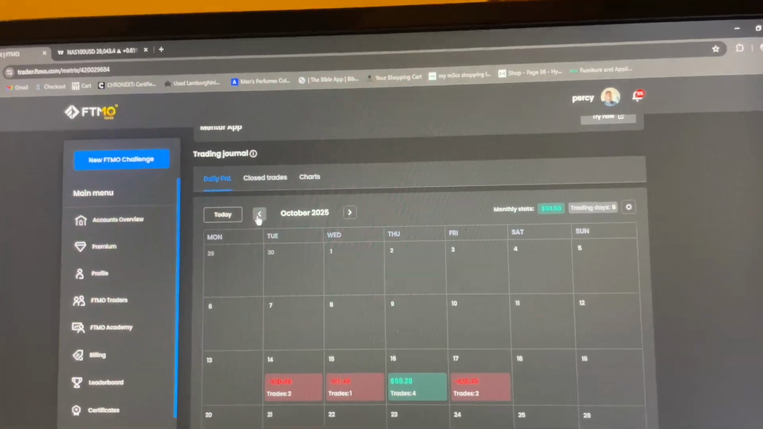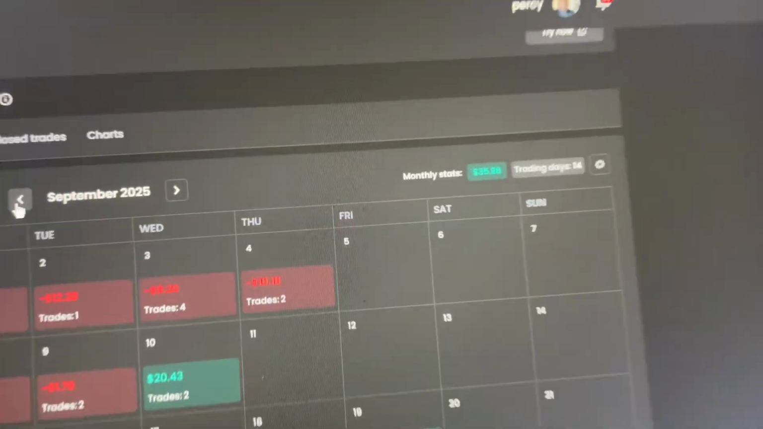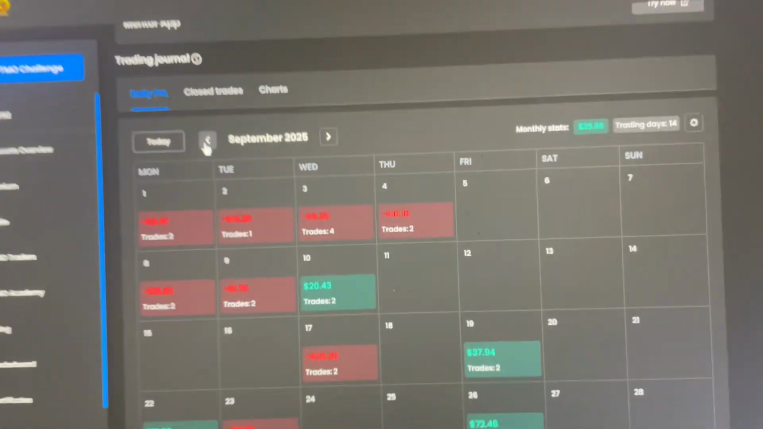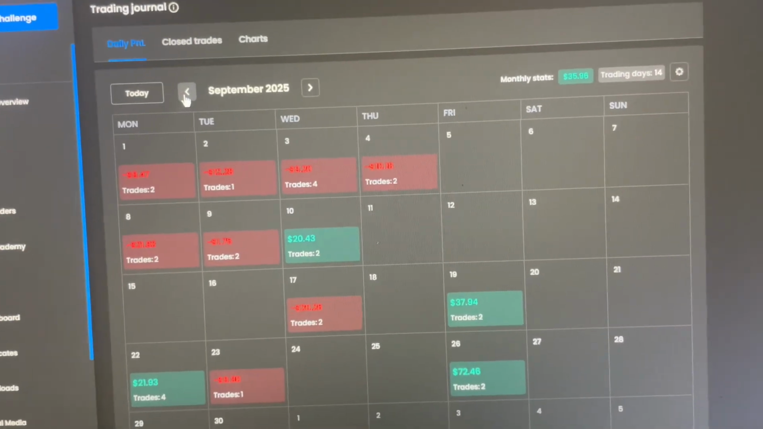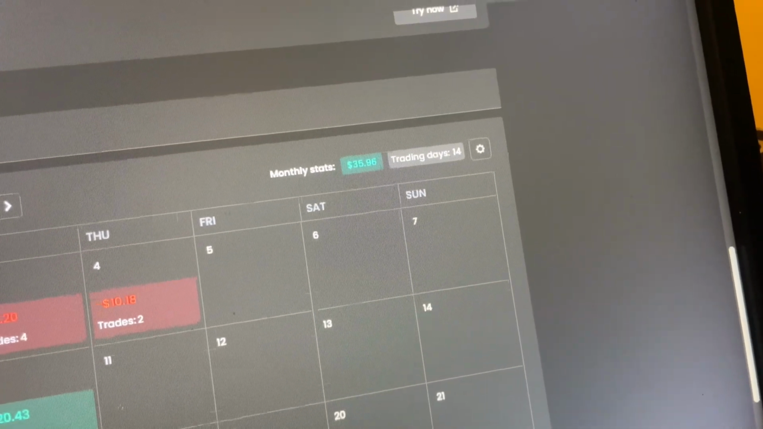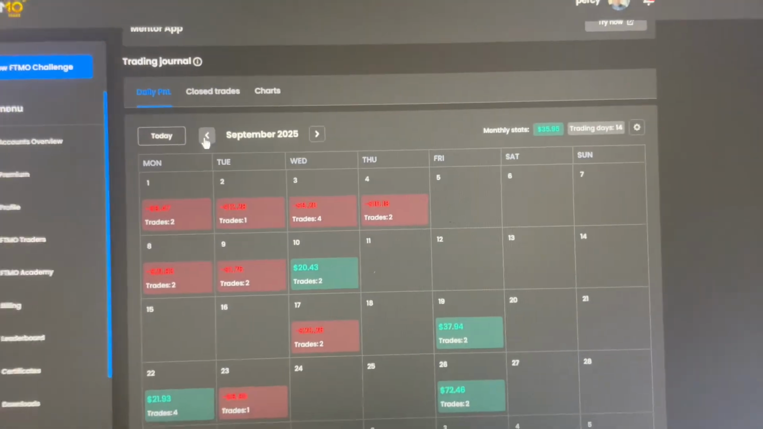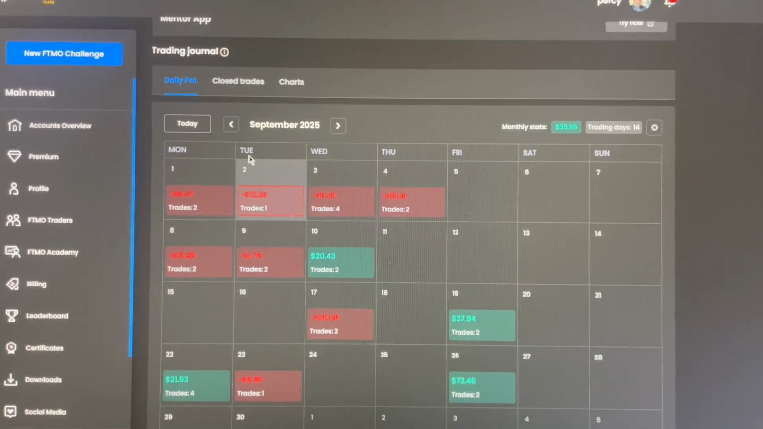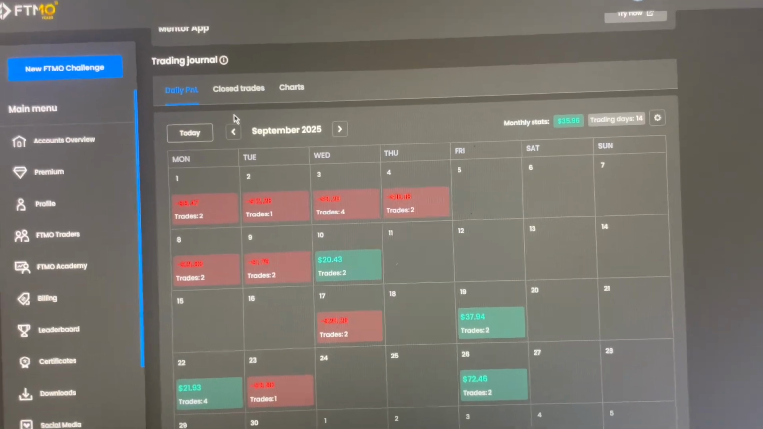So if I go back again, you will see that we had another profitable month, which was 35, which is 3.5R, because I was risking $10, and if you multiply 10 times 3, it'll give you 30. And since we have 35 as profit, it means it's 3.5R return on risk. So again, another profitable month, September. All thanks to God.